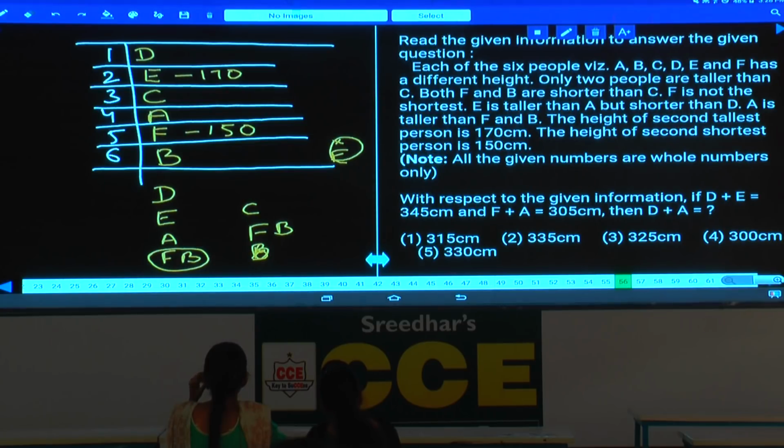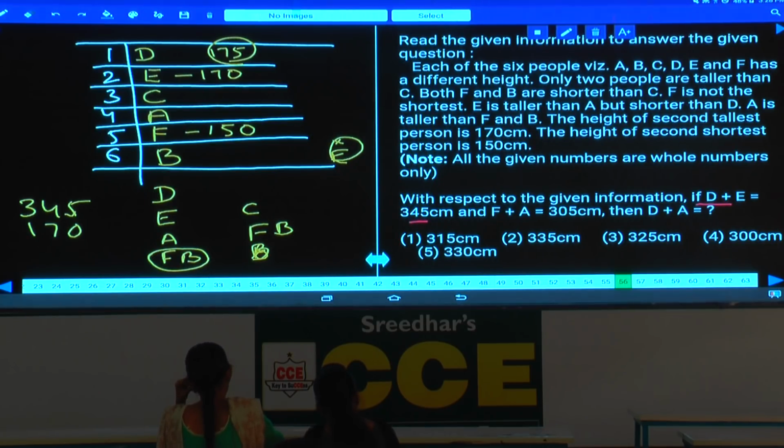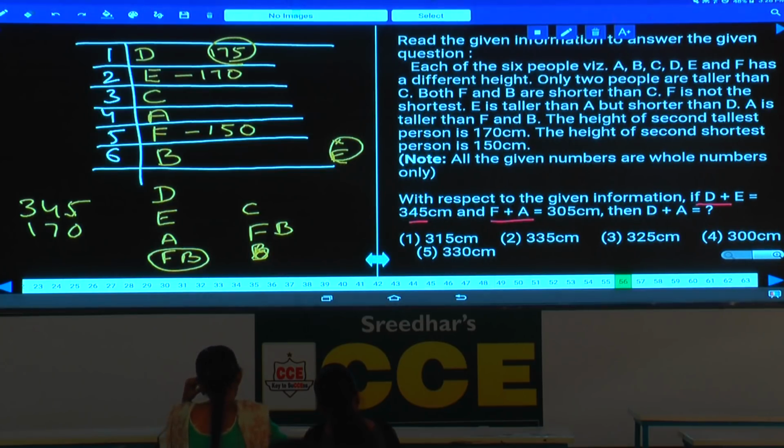Now in this one, D plus E equals 345. Then E is 170, and 345 minus 170 is how much? That is 175. Then what is the value of D? D is 175. If D is 175 and A plus F is 305, as F is already 150, this A must be 155.